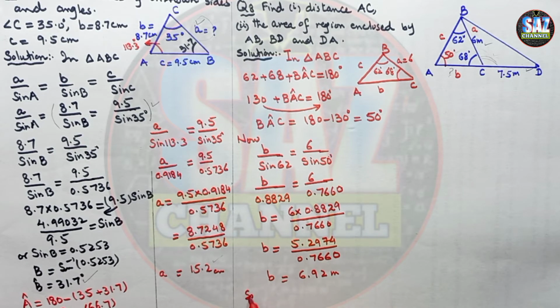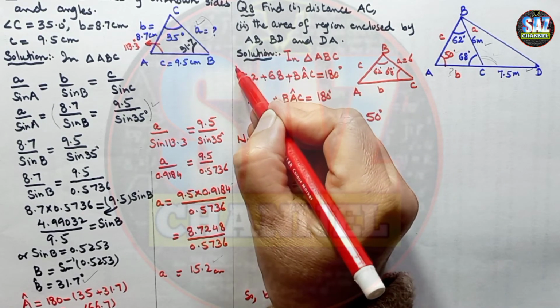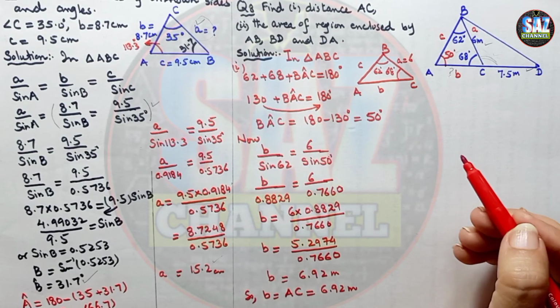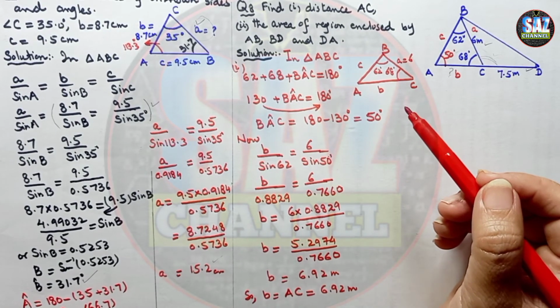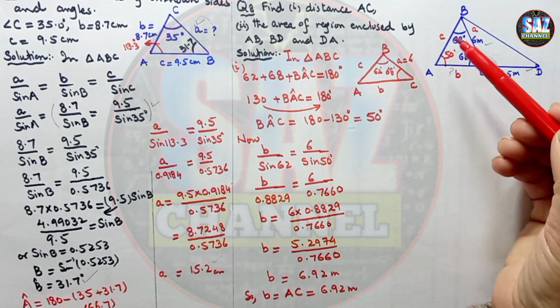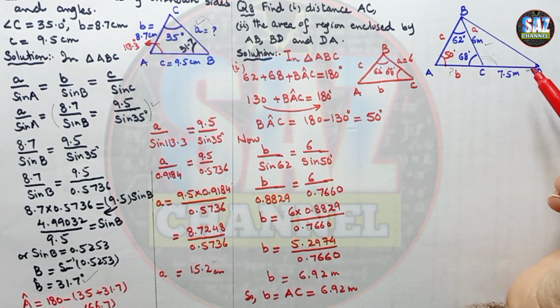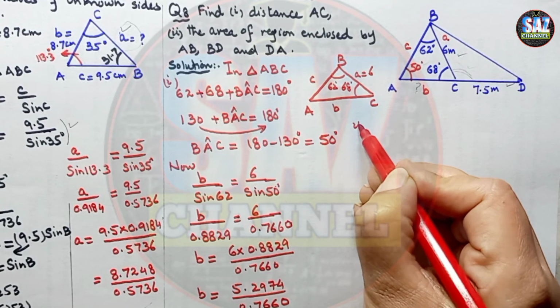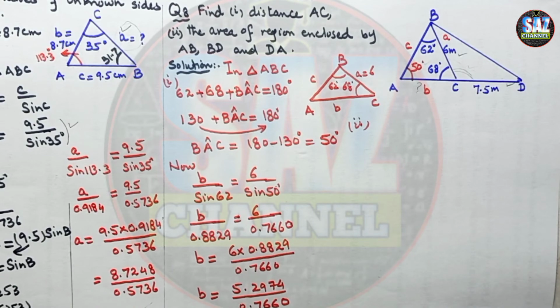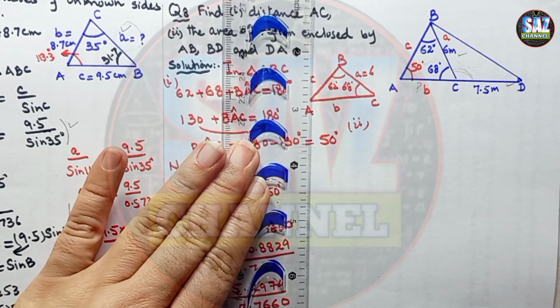So B equals AC, which is the first requirement of the question, is 6.92 meters, okay? And the second requirement of the question is we have to find the area which is enclosed by AB, BD and AD. Let me mark the part number here and draw a line so that I should not mix the solution with the other part.